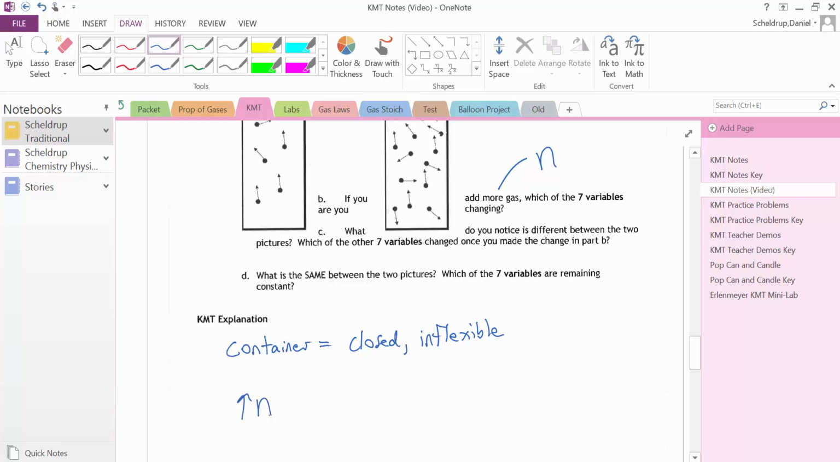Instead of writing the words increase, I just like to use an upward arrow. Decrease would be a downward arrow. It just makes it a little bit easier to write. So we increase the number of moles.